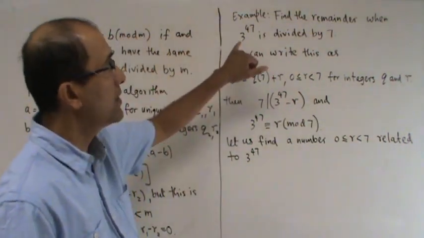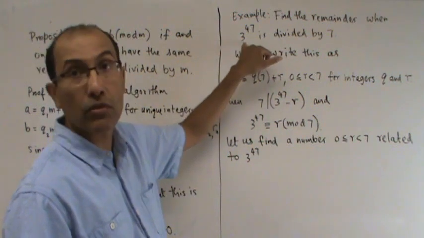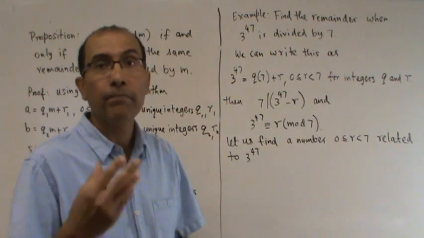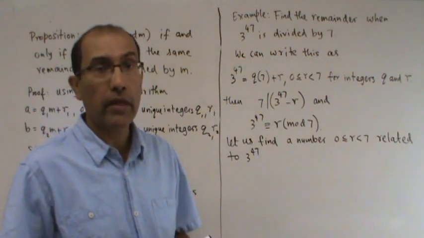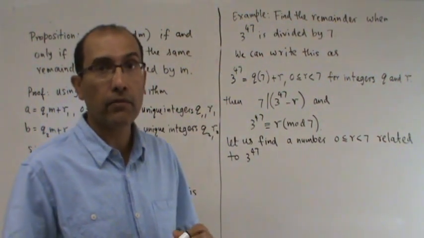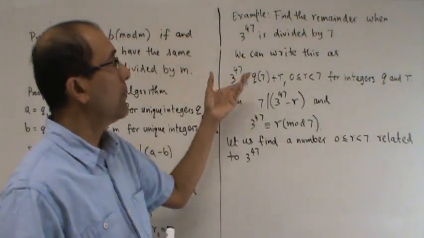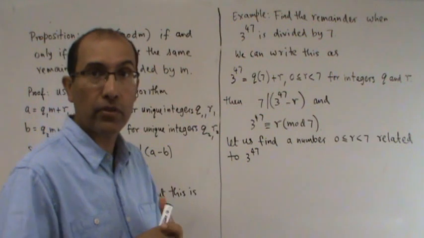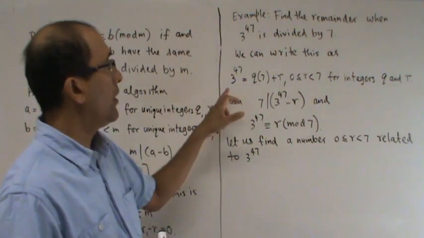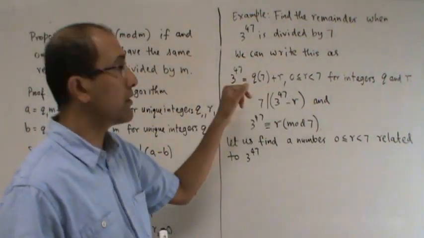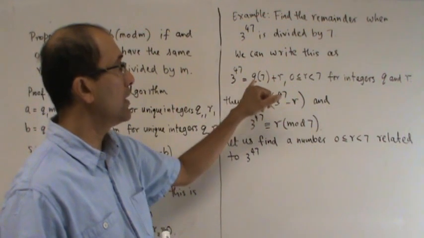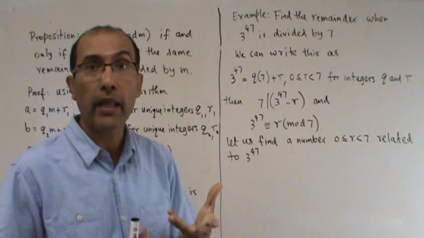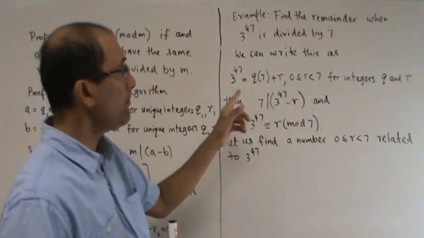The question says to find the remainder when 3^47 is divided by 7. Now 3^47, if you plug it into the calculator, it's either going to burn your calculator or it's a huge number. But we can use modulo relationships and see what is connected to 3^47. Using the division algorithm, 3^47 must be equal to Q times 7 plus an R. This R is the remainder that we want to find.